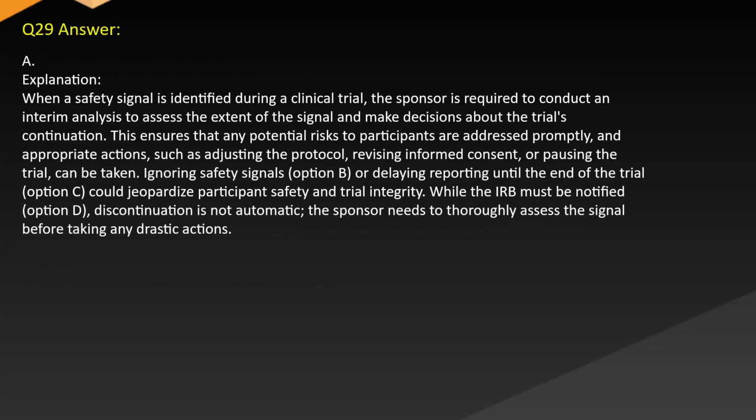Answer A. Explanation. When a safety signal is identified during a clinical trial, the sponsor is required to conduct an interim analysis to assess the extent of the signal and make decisions about the trial's continuation. This ensures that any potential risks to participants are addressed promptly, and appropriate actions, such as adjusting the protocol, revising informed consent, or pausing the trial, can be taken. Ignoring safety signals, option B, or delaying reporting until the end of the trial, option C, could jeopardize participant safety and trial integrity. While the ERB must be notified, option D, discontinuation is not automatic. The sponsor needs to thoroughly assess the signal before taking any drastic actions.